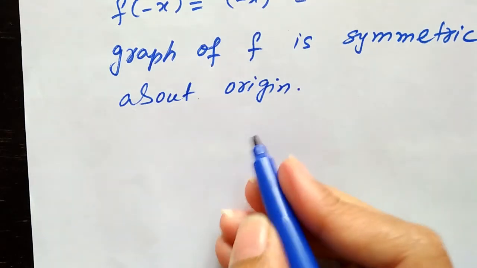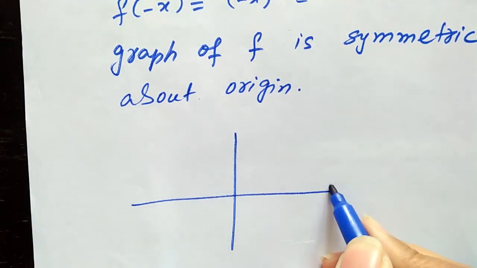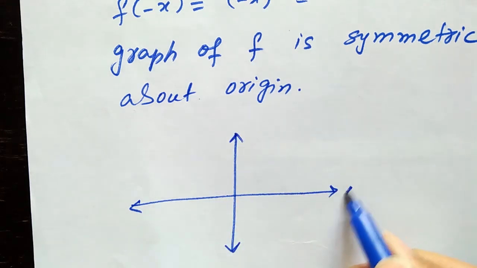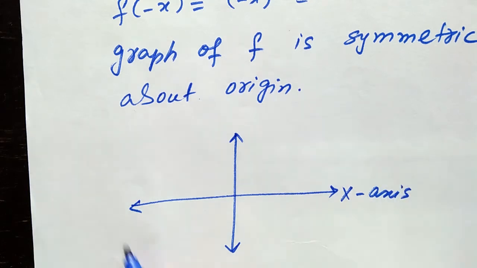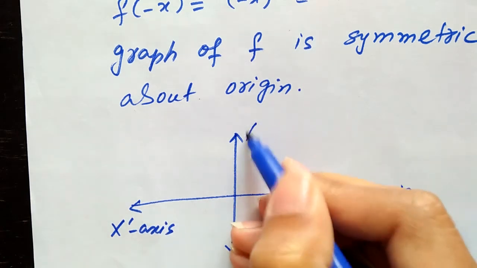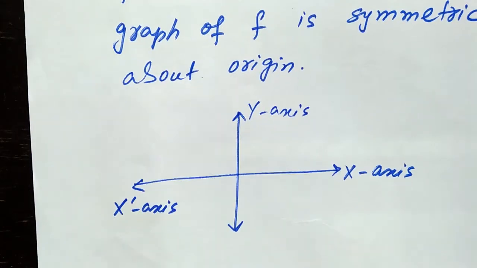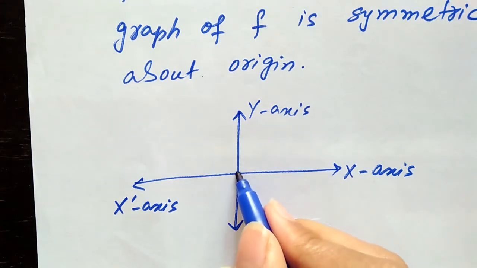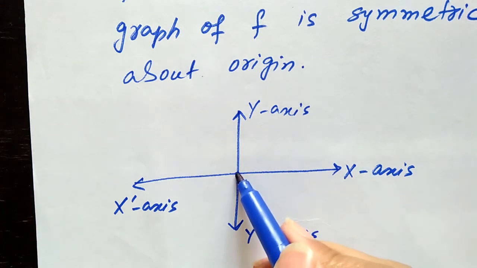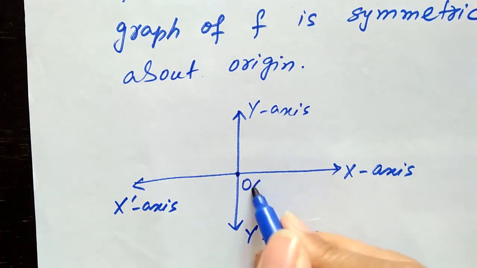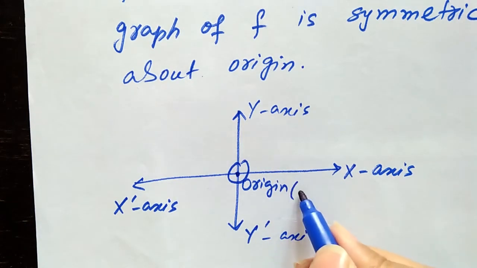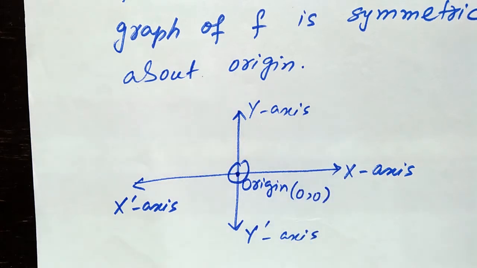Now, these are the coordinate axes. This is the x-axis. This is the negative of x-axis. This one is the y-axis. And this one is the negative of y-axis. The point where both the axes are cutting each other, that is called origin. That point is called origin, and it has coordinates 0, 0.